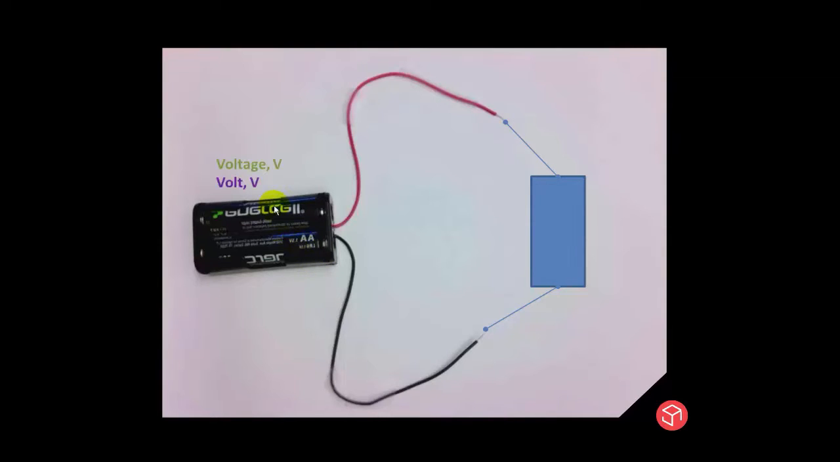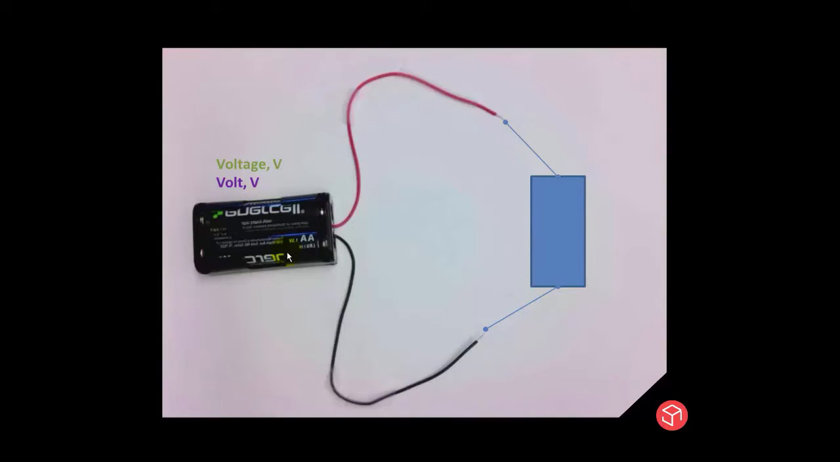This pressure difference is known as the voltage or potential difference between the two ends, and it's denoted by V. It's measured in units of volts, and the symbol for that unit is also V.